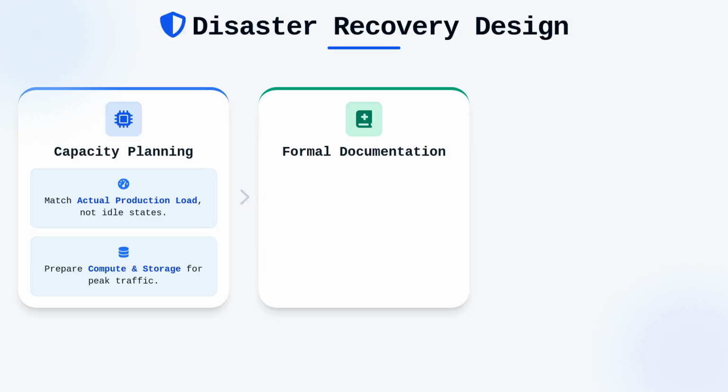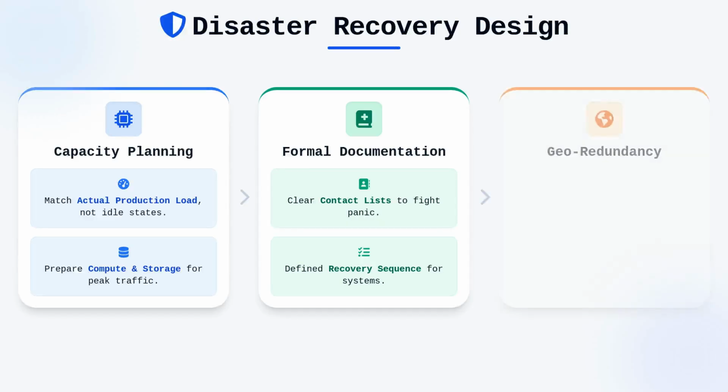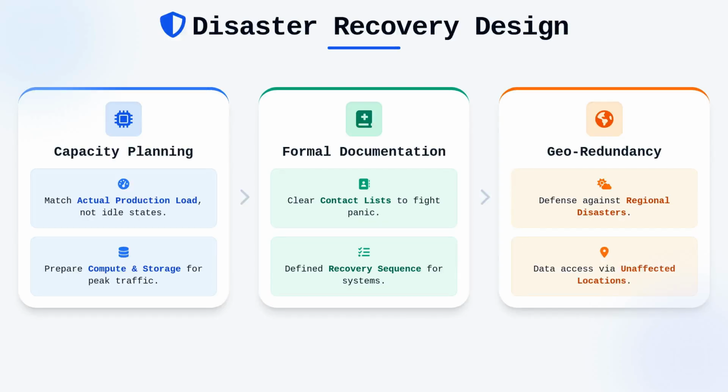Documentation is the glue that holds these strategies together. Without a formal disaster recovery plan, contact lists, and step-by-step procedures, the best hardware in the world will fail when human panic intersects with technical failure. You should maintain clear records of who needs to be called and which systems must be brought up first in a specific sequence. Geographic redundancy is the final layer, ensuring that even if a natural disaster wipes out your entire region, your data remains accessible in a separate, unaffected location.